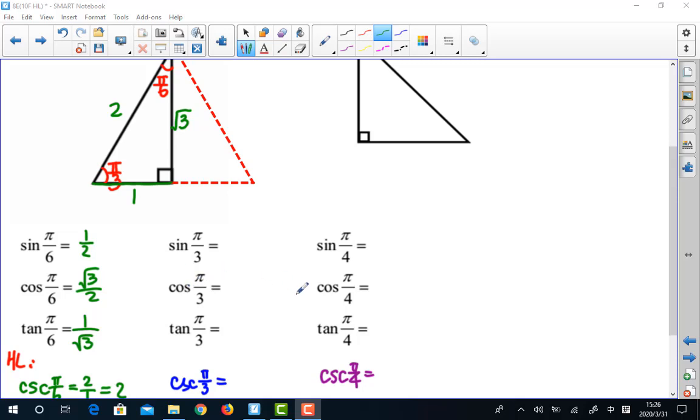In the same right triangle, we also can find the trig ratios of pi over 3. Sine pi over 3 should be opposite over hypotenuse. It's root 3 over 2. Cosine pi over 3 should be 1 over 2. Tangent pi over 3 should be root 3 over 1. We can just write root 3.